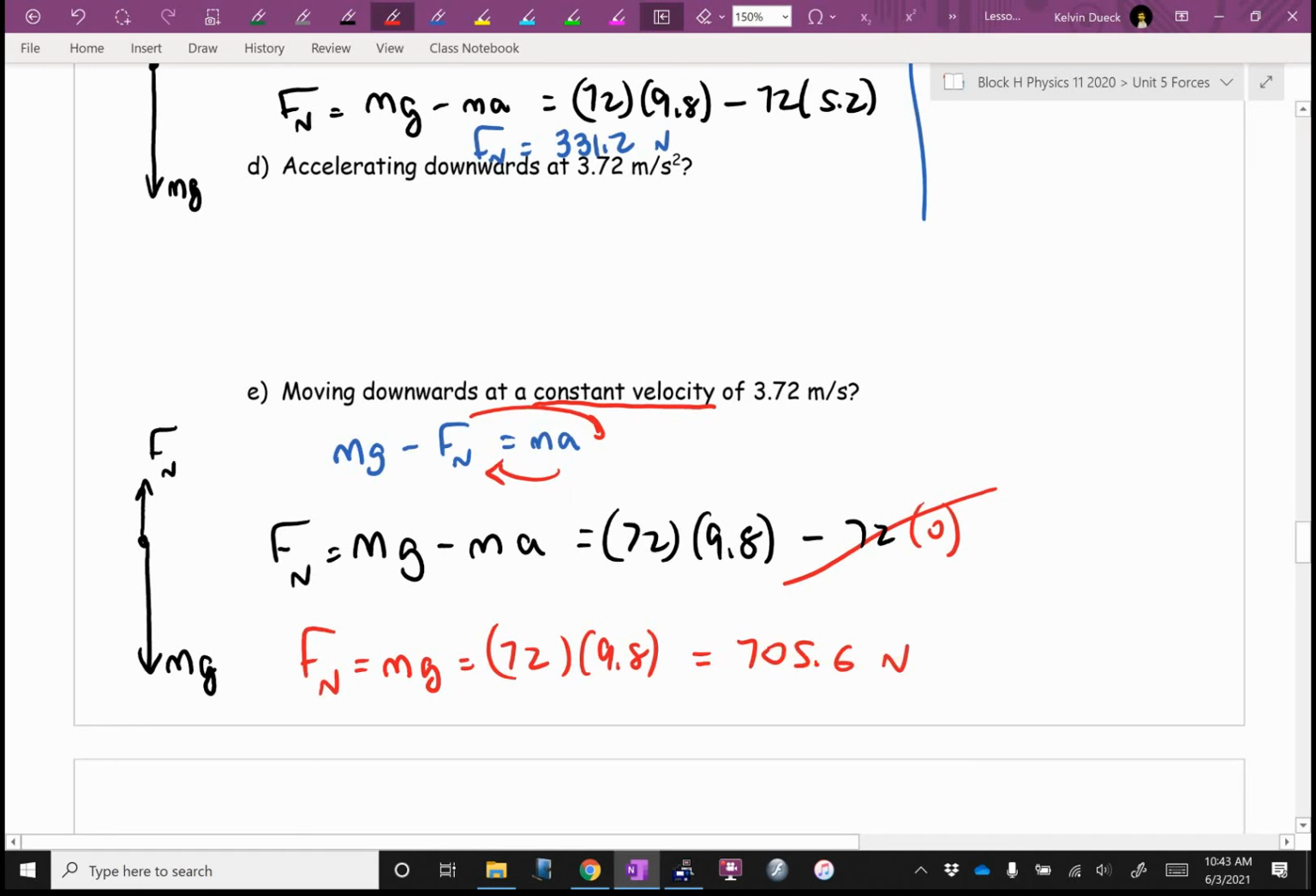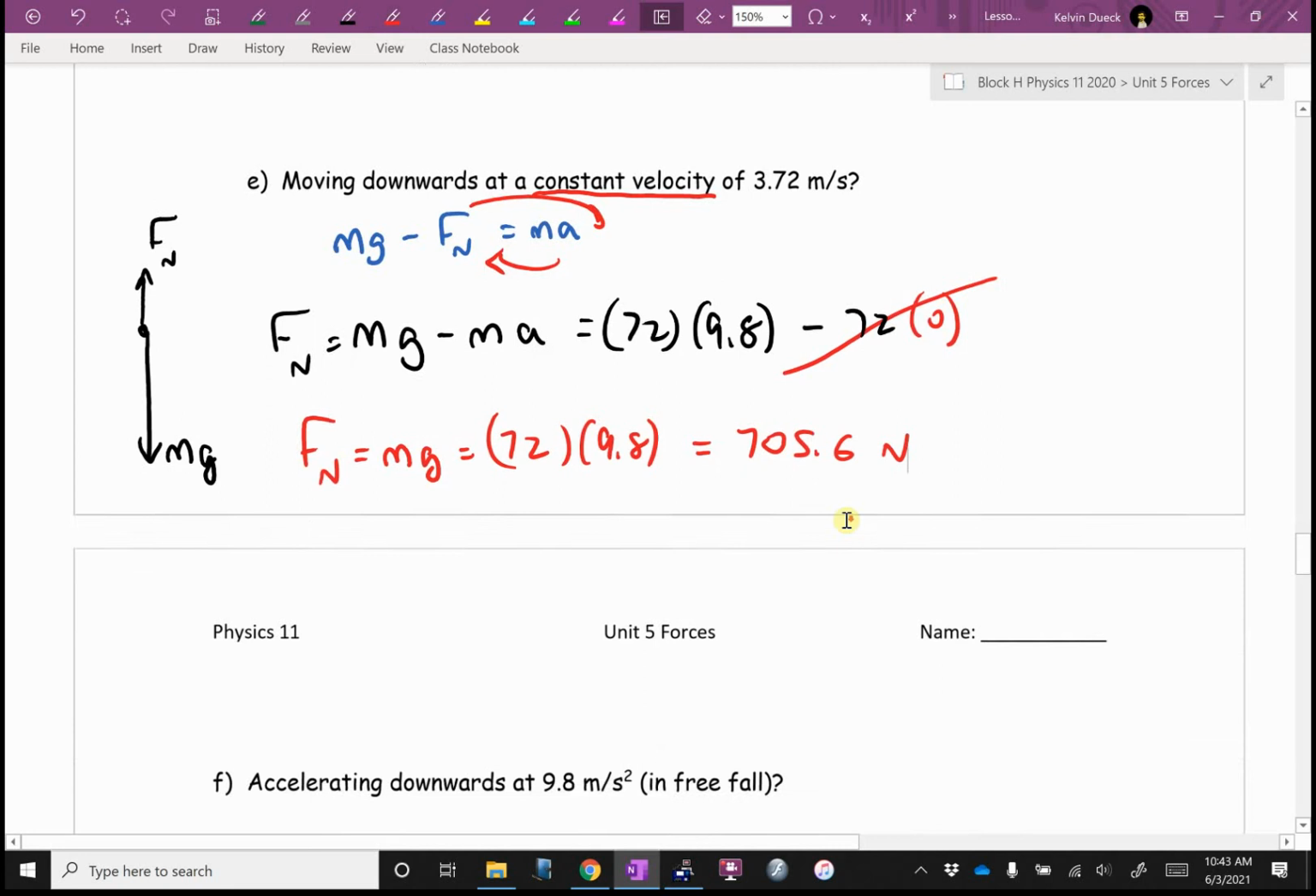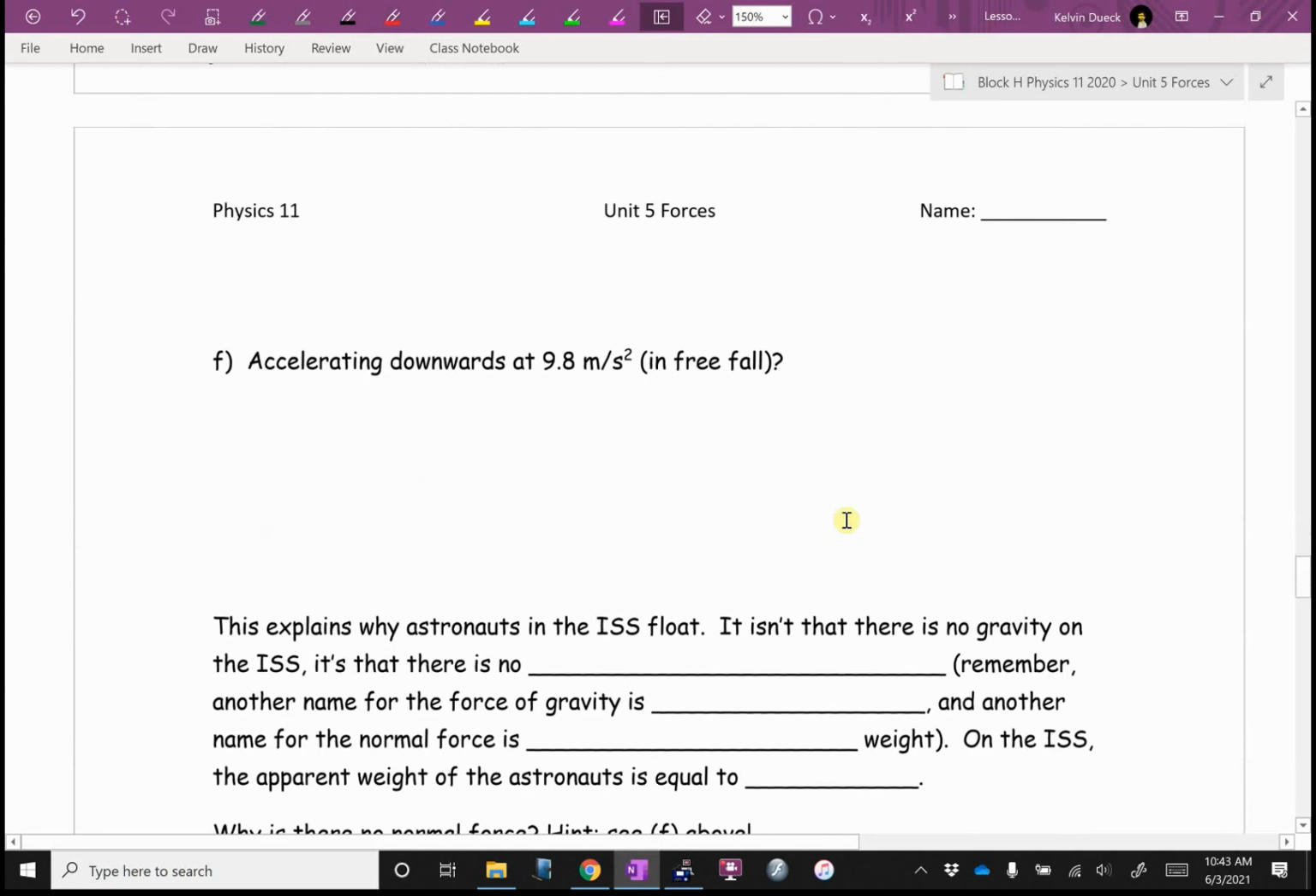Okay. This is kind of neat. What all of you think of as your weight is the normal force. We can muck around with that. In fact, we can even set it up so that the normal force, well, let's see. What if we're accelerating downwards at 9.8 meters per second squared in free fall?